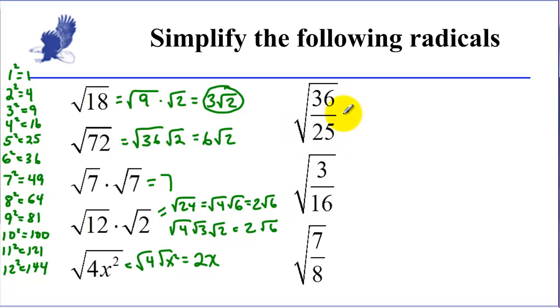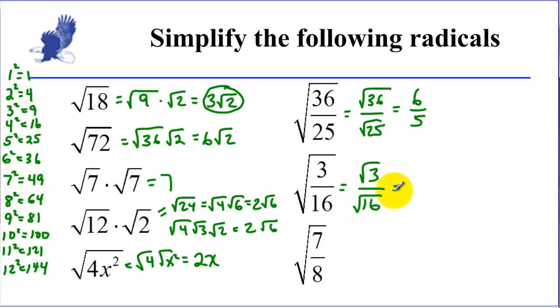Now let's look at fractions. So again, what we want to do is, well, this one's a perfect square, but the easiest way to see this is to split our top and bottom. This is a perfect square, so we get 6/5. Here the numerator can't be simplified. The bottom we get radical 16, so we would leave this as radical 3/4.